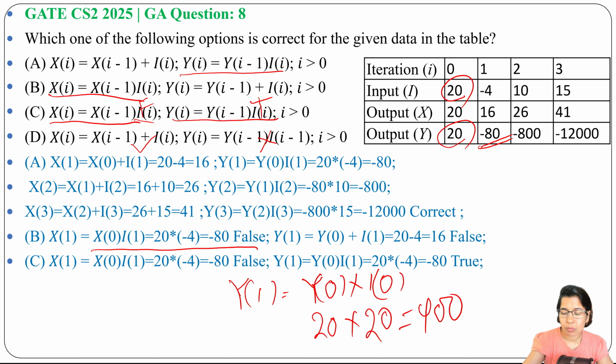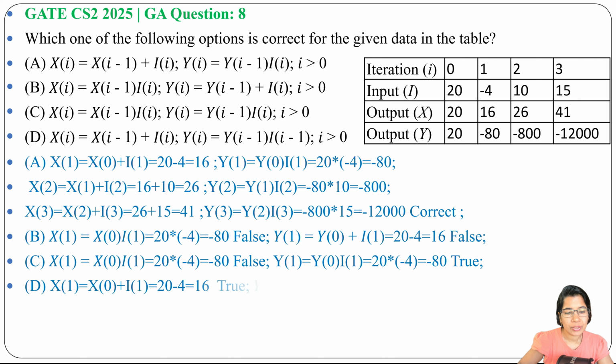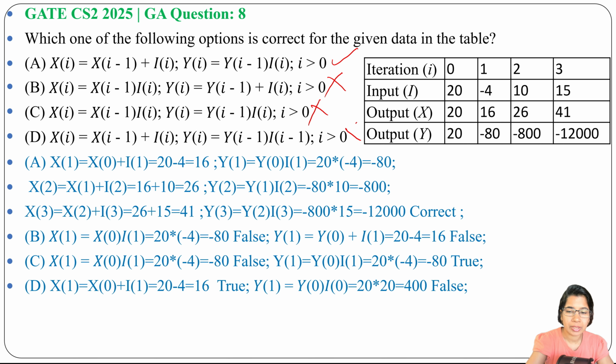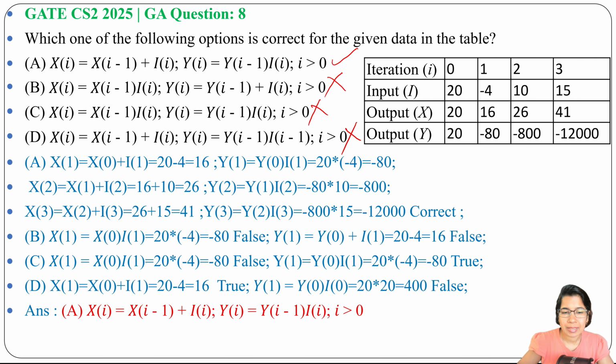What is y of 1? It's minus 80. Hence we found option A is true while option B, option C, option D are false. Answer will be option A. This is easy, you just need to check each option according to this table.